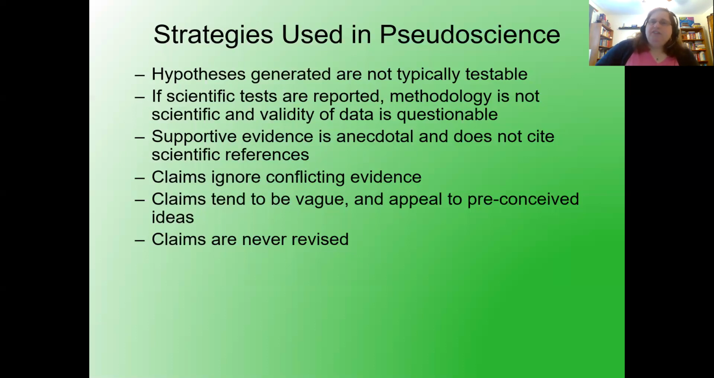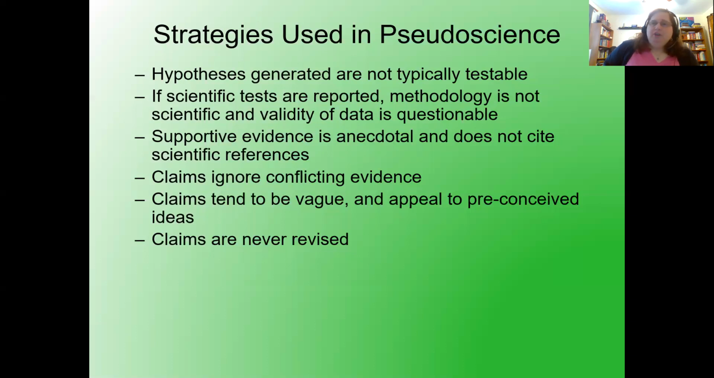Next, supportive evidence is anecdotal and does not cite scientific references. Oh, I know someone who has ESP, hence ESP is a real thing. That's anecdotal. That's historical. Okay, that's not how we do science. Claims ignore conflicting evidence. This is a big one, and it's really important to be aware of. When evidence comes up that shows that your hypothesis is not true, there's no need to hide from that. Just accept it and move on, right? You don't ignore the conflicting evidence, you embrace it.